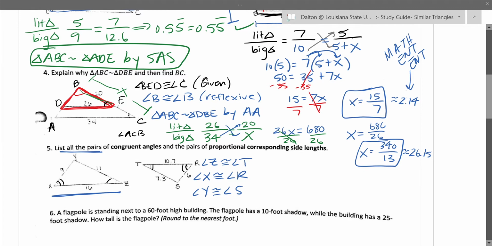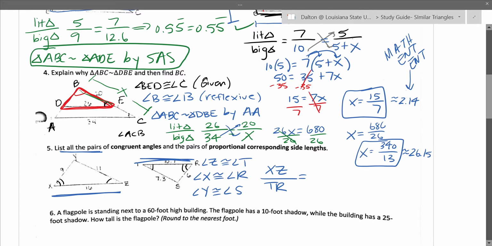And I'll be sure to word that a little bit better on your test. So 16 is actually represented by XZ, side XZ. It's the biggest side, so it corresponds to the biggest side of this triangle, which is TR. So XZ over TR should equal, give me another proportion.